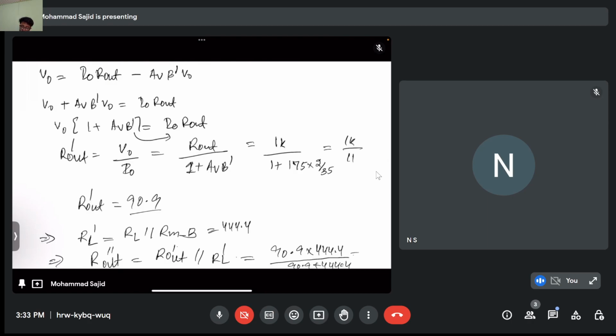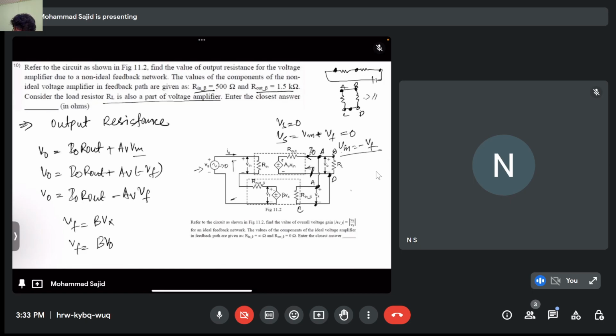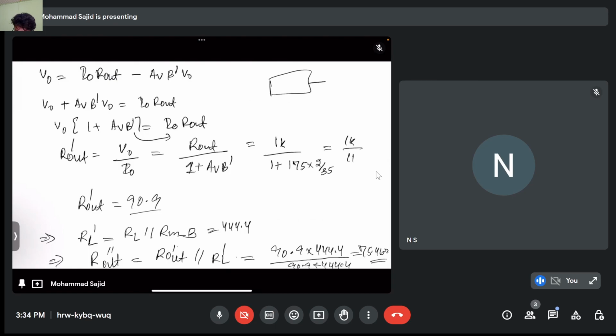Solve this, you will get an answer of 75.46 ohm. Let me just show you. We calculated the R out for the transistor here, for this black box. Now you have connected resistor RL dash. So this calculated R out dash and this RL dash are in parallel. That's how we calculated R double dash.